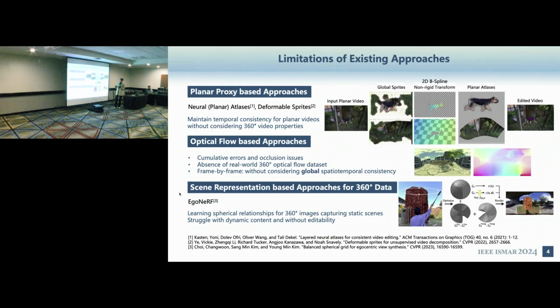Another kind of approach, optical flow-based approaches, can model the frame-by-frame motions, but it suffers from calculation errors and occlusion issues. Also, there is an absence of real-world 360-degree optical flow datasets, which means it's hard to get very precise 360-degree optical flow to support such editing. Particularly, optical flow-based approaches cannot consider the global spatial temporal consistency.